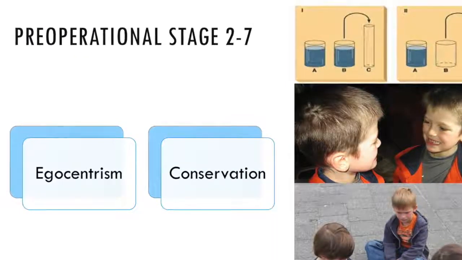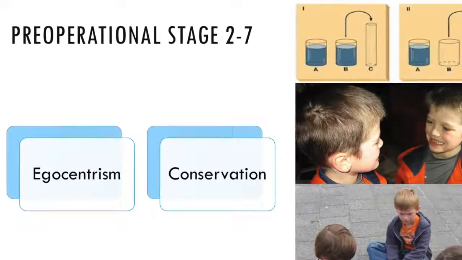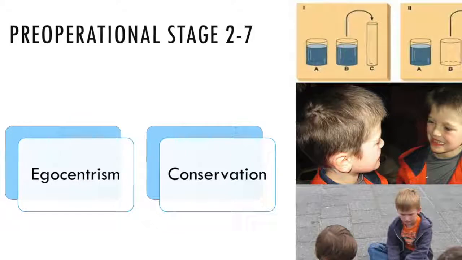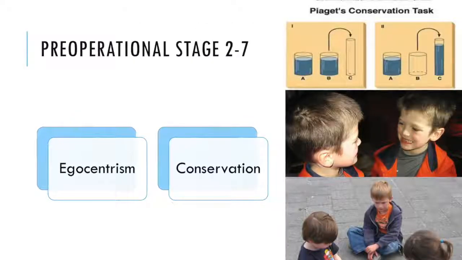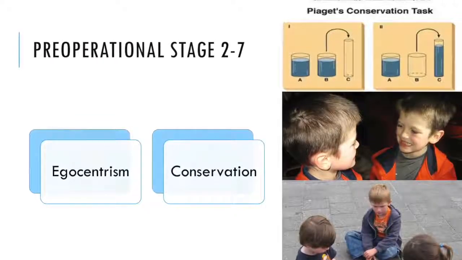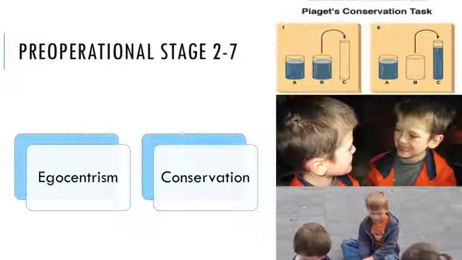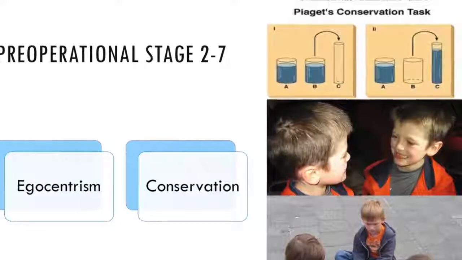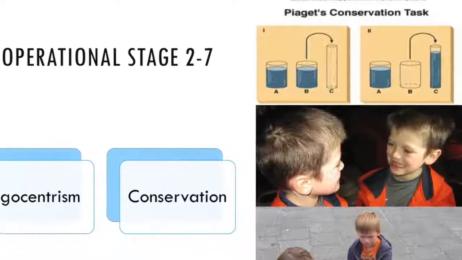They haven't completely distinguished between the self and the world, making it hard for them to take another point of view. Also, children believe in conservation, which is defined as how physical properties of objects do not alter when their outward appearances change. An example of this is the conservation of liquids task, where moving water from one jar to a different shaped jar occurs.